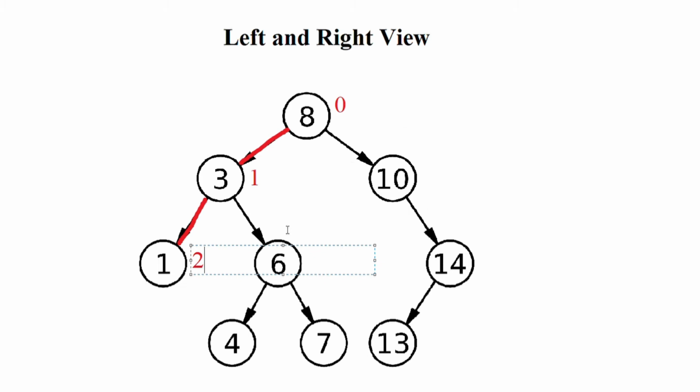Okay, and after that what will happen is I'll go to 6, I'll go to this node, right? And what is the depth of this? Its depth is, let's say, 2, right? But this is not the first occurrence of the depth 2, right? So I won't print it.